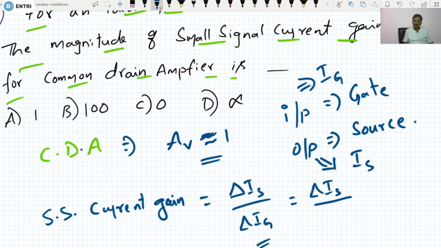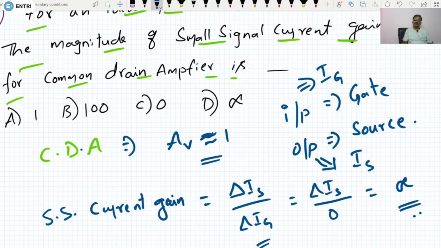Yes or no? Okay, so in MOSFET, Iz will be always equal to 0. So delta Iz will be equal to 0. So that means the small signal current gain, you are going to get infinity.